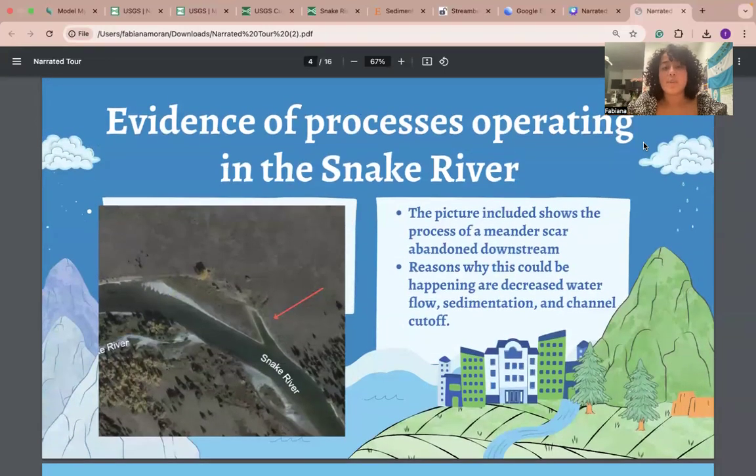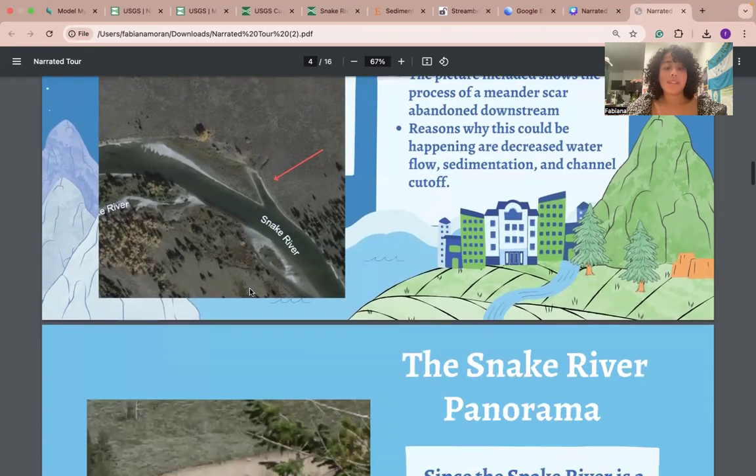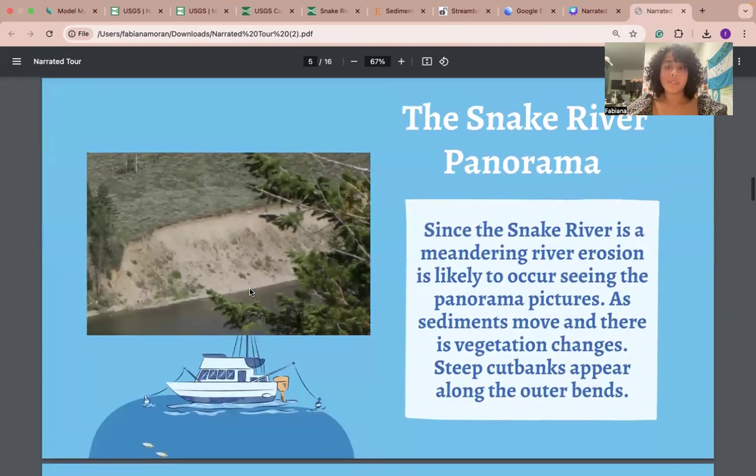Looking at evidence for processes occurring in the Snake River, the image I've chosen shows an abandoned curve of the river downstream. The formation of such a feature can often be attributed to reduced water flow, sediment buildup, and channel cutoff events. These scars serve as historic markers of the river's ever-changing path. So the image I've chosen is highlighted here by some of the history the lake has to offer.